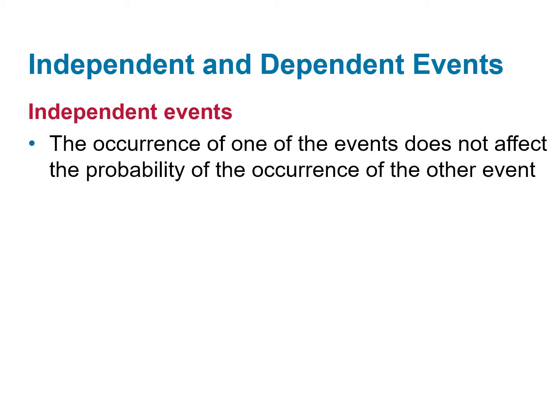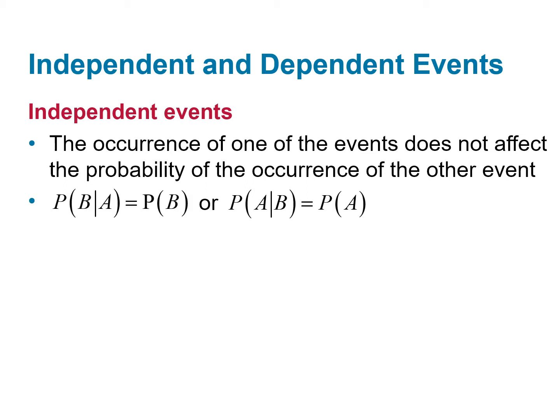Okay? Mathematically, what we look at as far as numbers go is if the probability of B given A is just the same as probability of B, as if A hadn't occurred. Or we could say if the probability of A given B is just the same as the probability of A if B had never occurred.